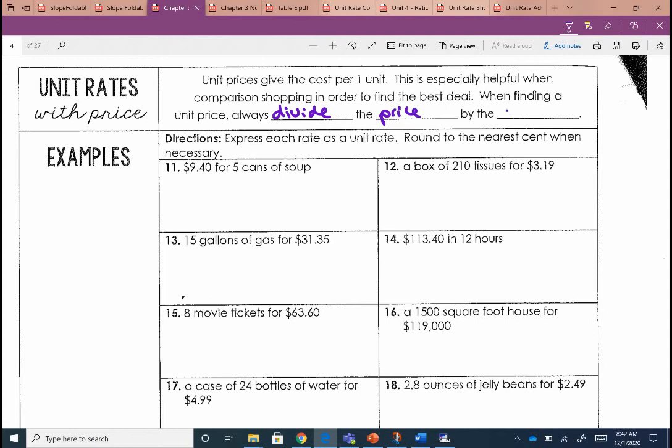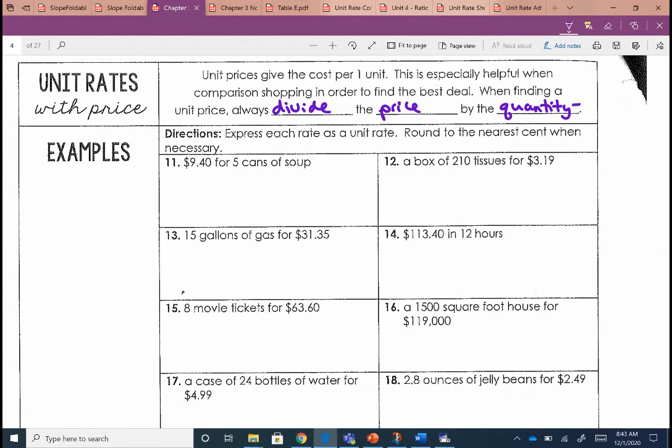So by the quantity, it's how many. If I want to find the price of each thing, whether it's cans of soup, ounces, price per bottle, or price per box of Kleenexes, whatever it is, this is going to help you figure out what the better deal is. So not much changes from the rates we were working with in the front, except for the specific of its price divided by how many you have.